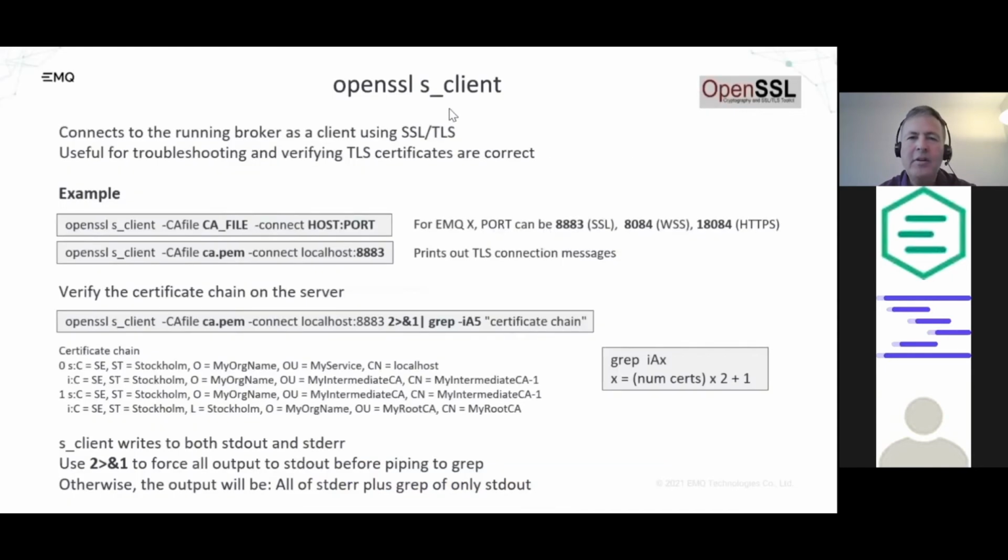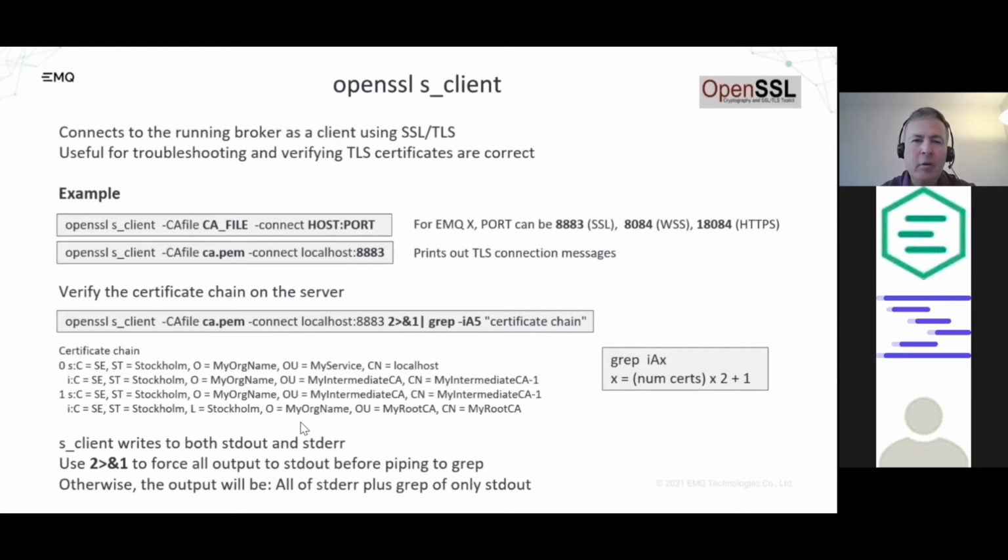So OpenSSL has a command called s_client that connects to the running broker as a client using TLS. So it's good for troubleshooting, verifying that the certificates are right, that you didn't misspell anything in the configuration, or that everything is correct. So basically, they connect to the host name and a port, and you can use any one of the TLS ports that you want. One useful thing may be to grep for the certificate chain, just so you can see that the valid chain is actually running on the broker.